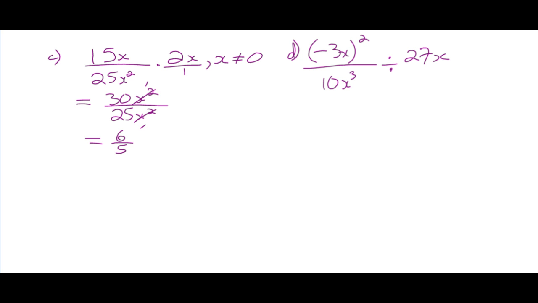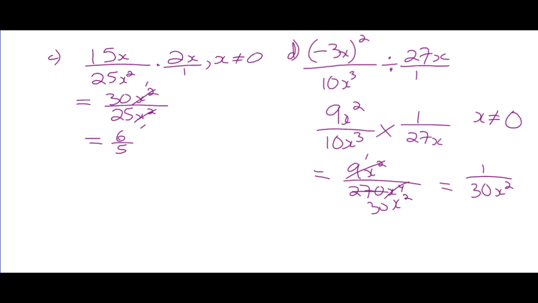Okay, so what do we got? Negative 3x quantity squared over 10x cubed divided by 27x. Why don't you work that? Okay, and here's the solution. Keep going.